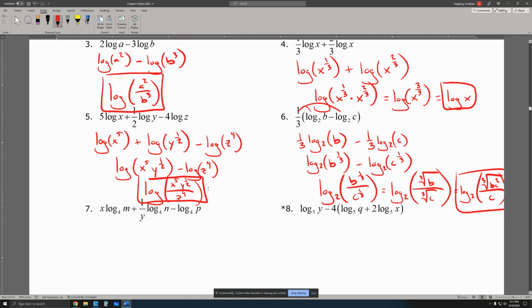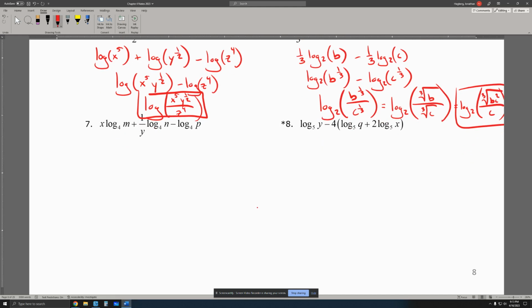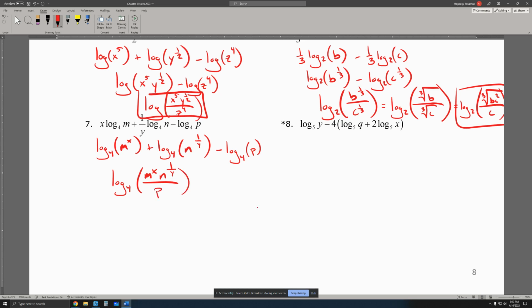All right. Number 7. Here we have x log base 4 of m. This will be rewritten as log base 4 of m to the x plus we have log base 4 of n to the 1 over y, and then minus log base 4 of p. All right. Product rule, log base 4 of m to the x times n to the 1 over y, and then our quotient rule all over p.